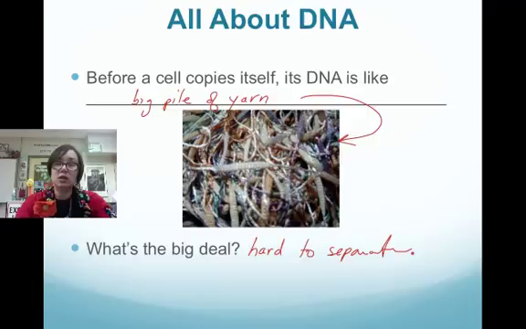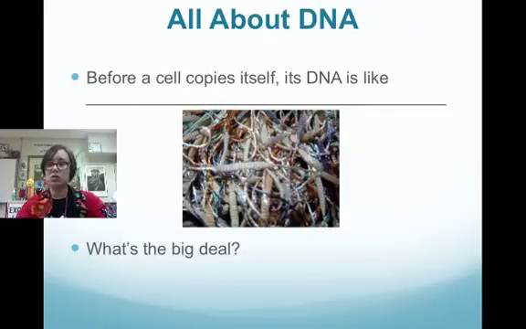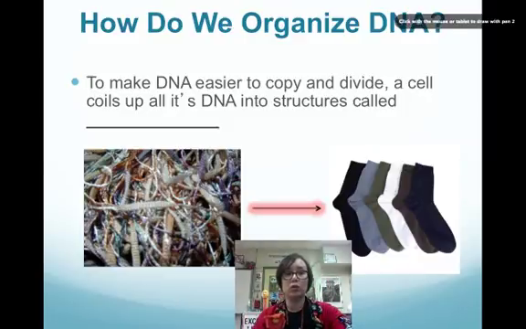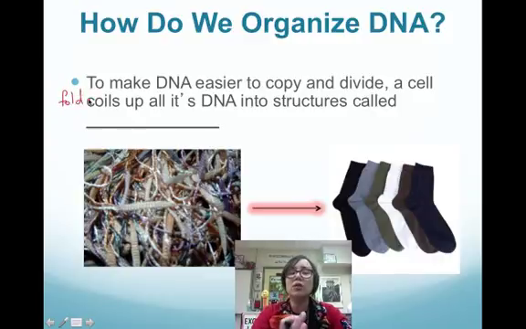Well, the great news is that the body has actually found a way, and the cells have found a way to precisely separate DNA. And the way that we're going to do that is we're actually going to manipulate the shape of DNA or change how it's organized. So to make DNA easier to copy and divide, a cell is going to coil or fold. So this word coil, we could also use the word fold, up all of its DNA into structures that have a specific name. This new structure that we're going to talk about, what we just talked about in the review, is called a chromosome.